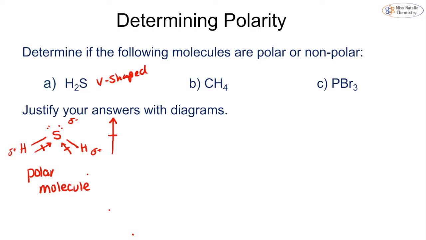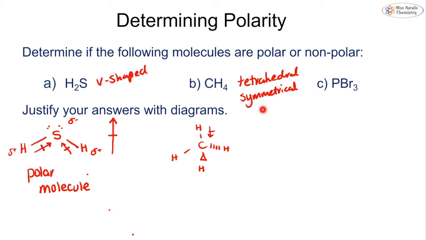When we look at CH4, well, we had that as one of our examples. This is a tetrahedral shape. And it's a tetrahedral shape that is symmetrical. So because it's symmetrical, although there are polar bonds in our dipoles between the carbon and the hydrogen, so going towards the carbons, it is symmetrical, so they cancel each other out. So this is a non-polar molecule.